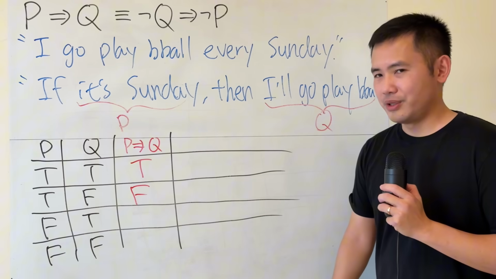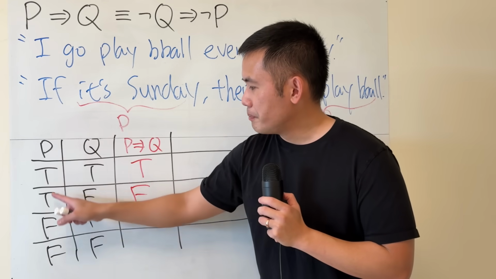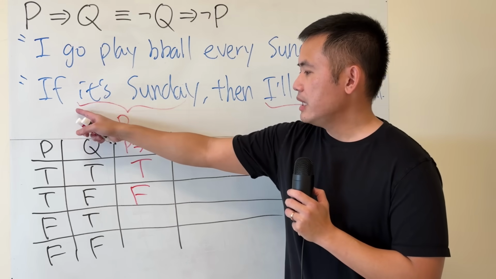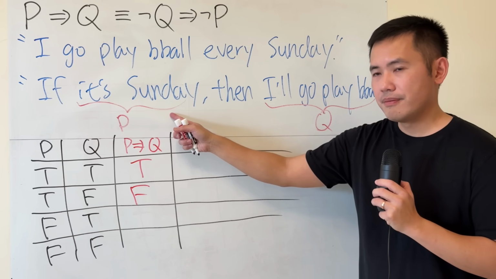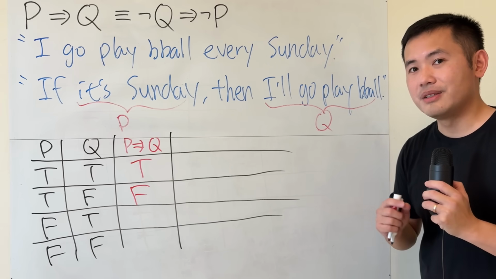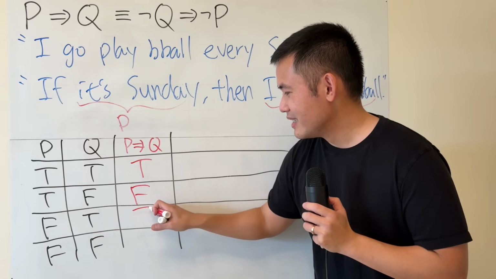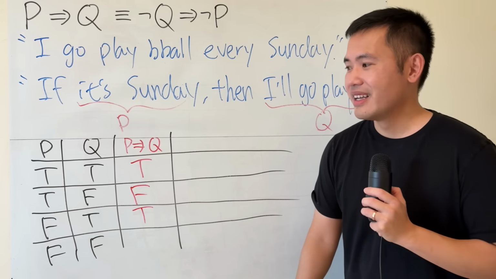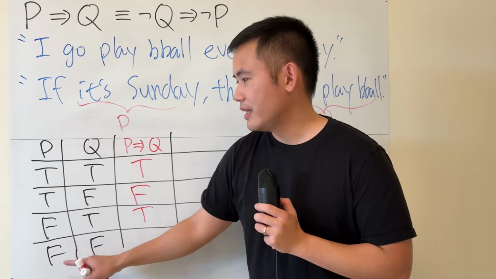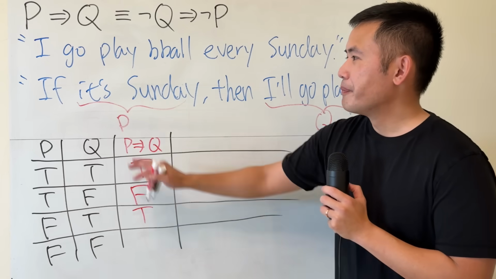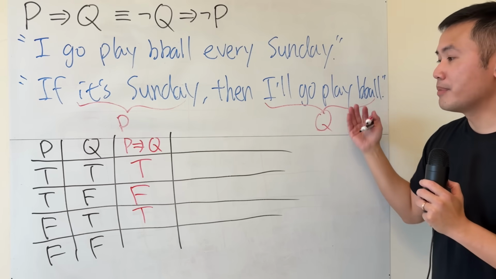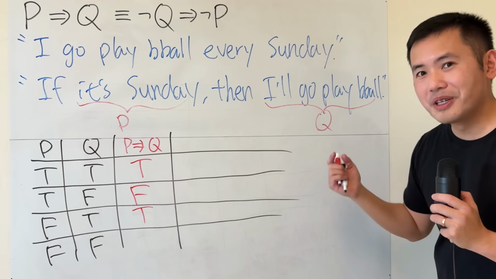The next two are trickier. If P is false and Q is true, which is going to say, if it's not Sunday, then I go play basketball. Is this okay? Technically, it's okay. This right here is true. The last one, if P is false and Q is also false, if it's not Sunday and I am not playing basketball, this is also okay.